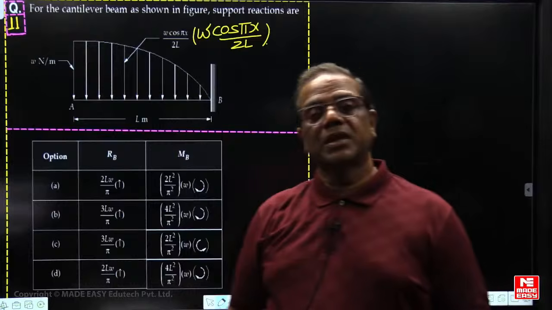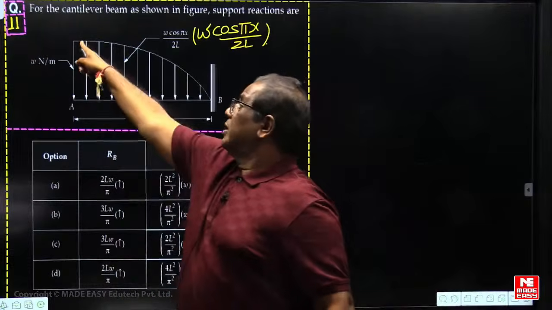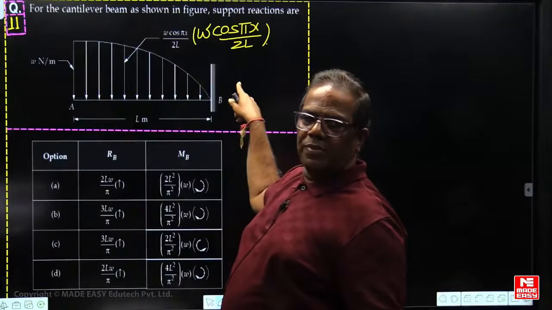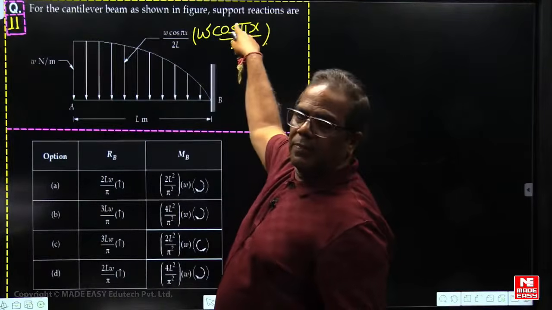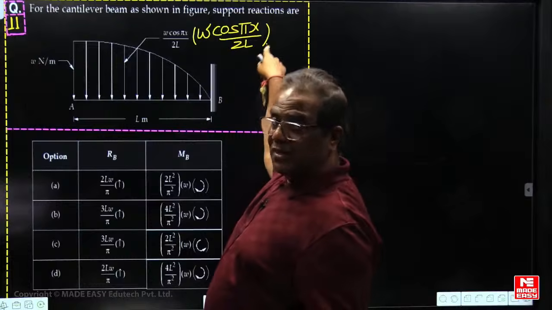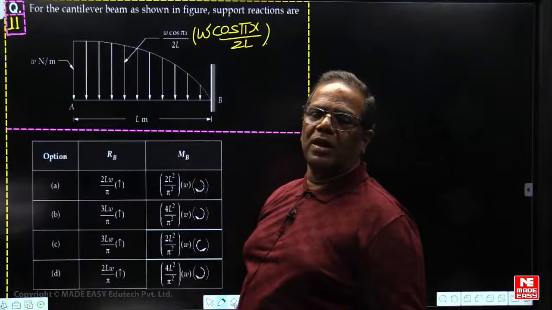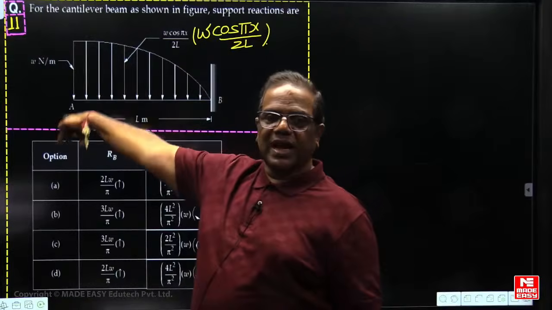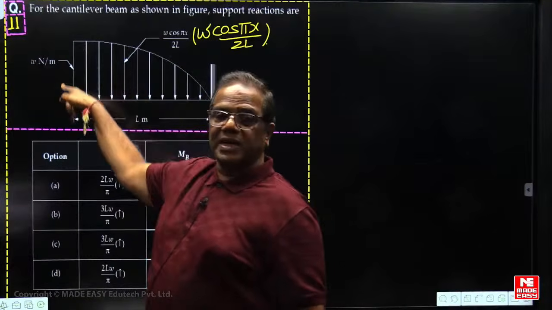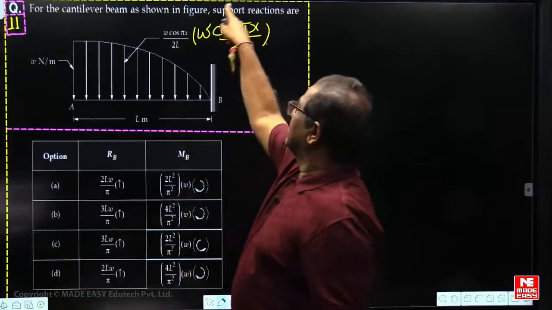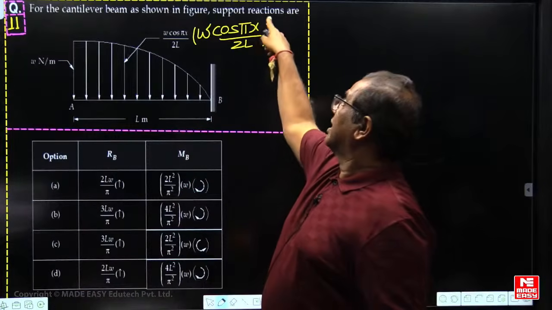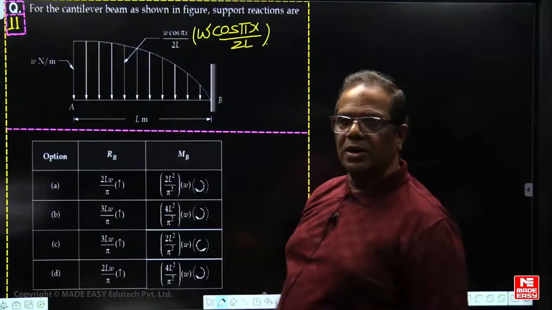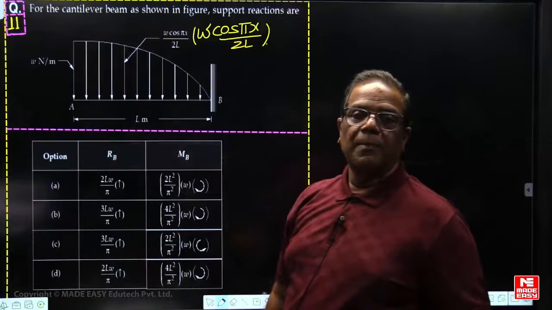Sir, from where was x measured? You can check it. Here the load intensity W was given. When the load intensity becomes W, this term should become 1. When x is 0, cos 0 is 1. Therefore, from which side is x measured? Left side. How much load intensity was given here? W was given. Then this value becomes W when cos pi x by 2L is 1, meaning x should become 0. Cos 0 is 1. So x is measured from the free end.